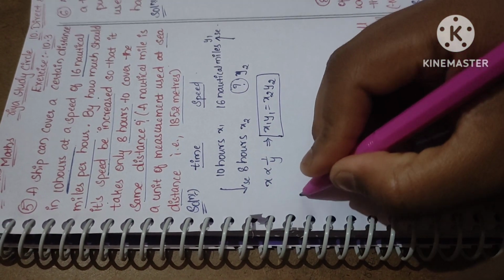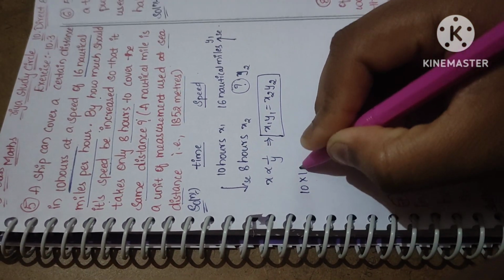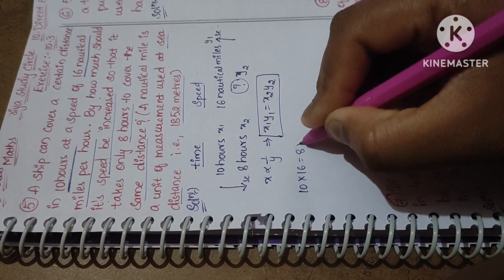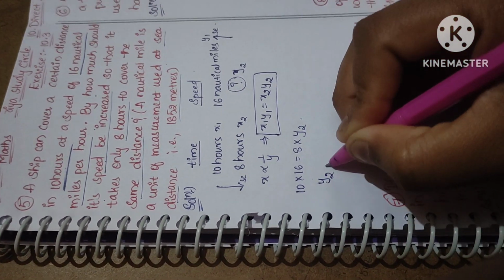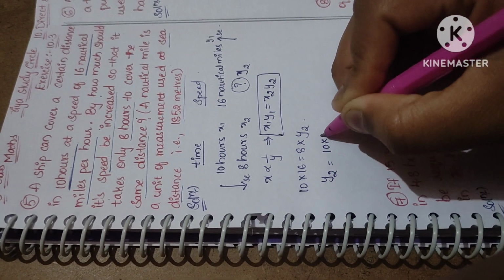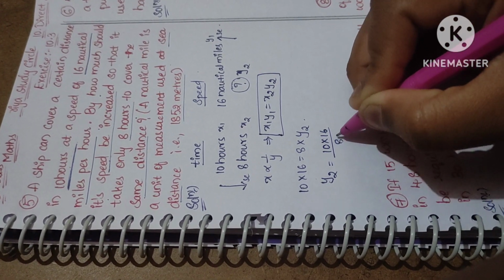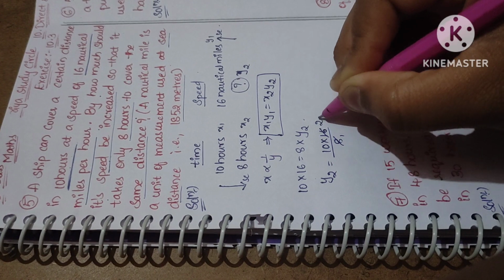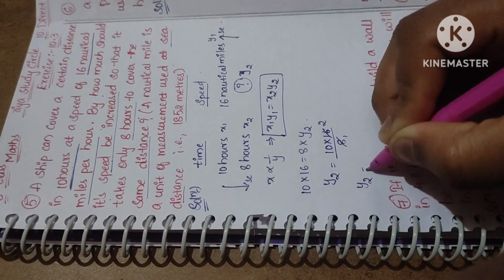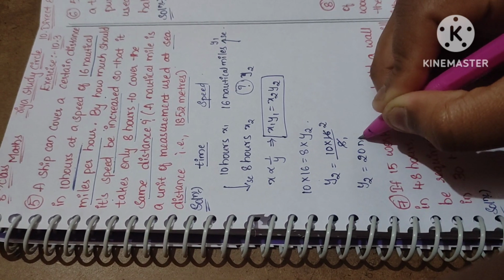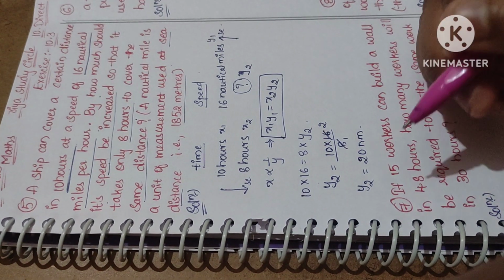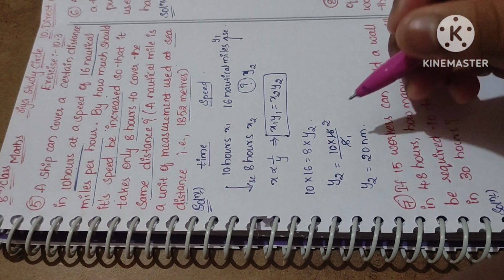Now we have to substitute the values of x1, x2, y1 to get the value of y2. That is 10 into 16 equals 8 into y2. The 8 will come to the left side and become divided by. So y2 equals 10 into 16 by 8. 8 1s are 8, 8 2s are 16. What are the remaining terms? 10 into 2, 10 2s are 20. So y2 is 20 nautical miles.